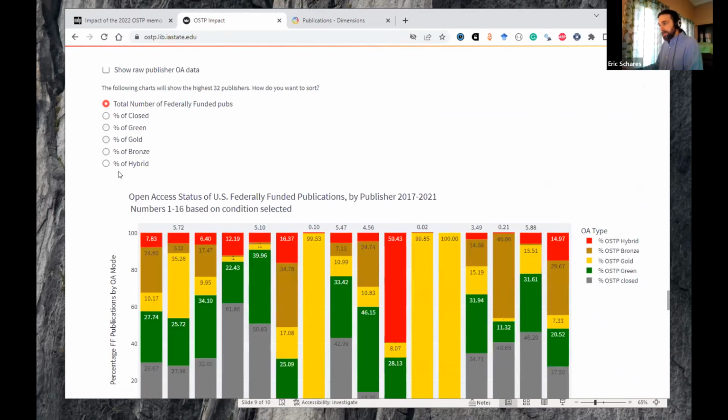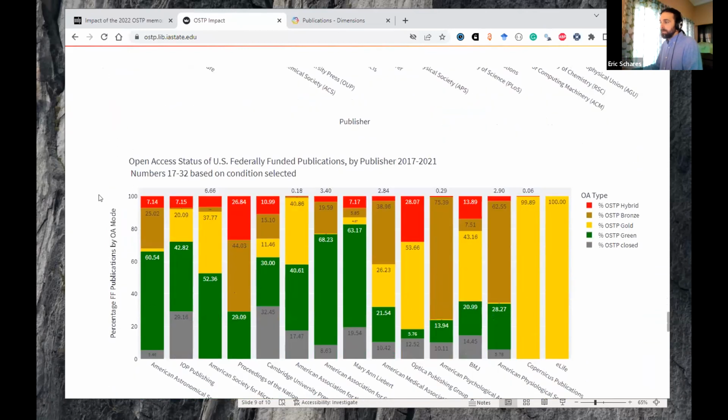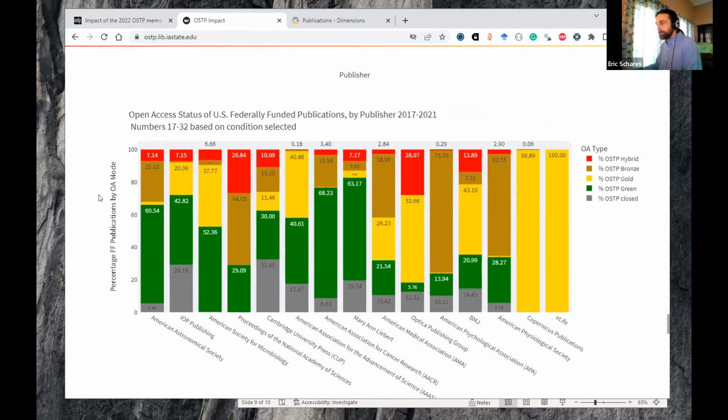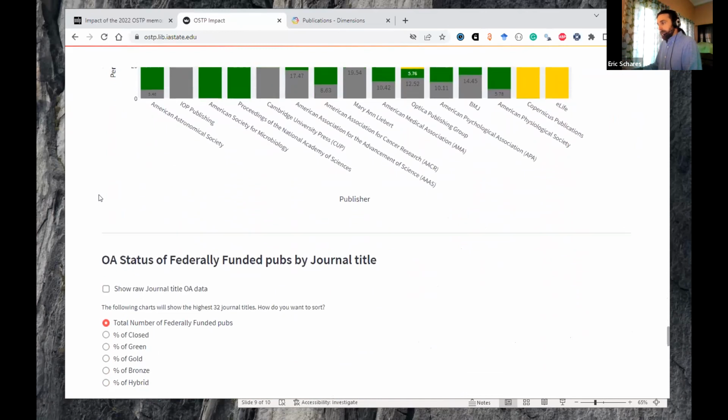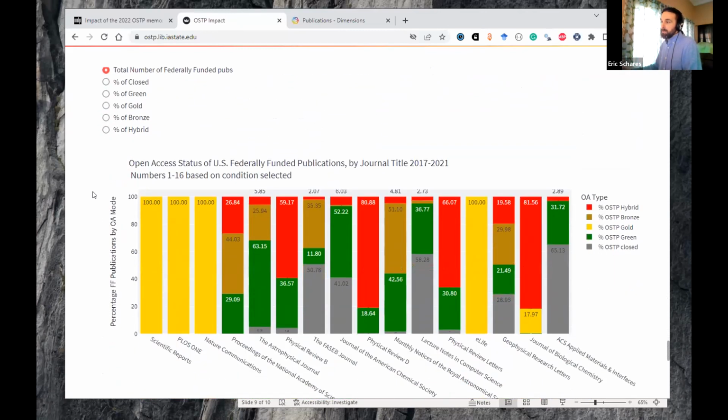So you can play around with the sorting, look at the different ways things fall out, try to detect, we've got Wolters Kluwer as the highest, maybe green open access provider of federally funded research over these 5 years. And so on, right? That's 1 through 16. Here's 17 through 32 in rank. So moving on down here, instead of looking at publisher, we're going to look at journal title. Now, this is the last group of charts on this website, and it's the exact same thing that we saw before.